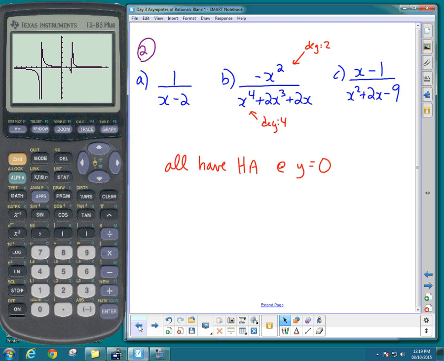So if we go back, what do you notice about the degree of the top versus the degree on the bottom? You might talk to your elbow partner, but hopefully you've noticed that the degree on the top is always smaller than the degree on the bottom. So the degree on the bottom is the bigger one. So this one has a degree of 2, this has a degree of 1, so the bottom is bigger, and we end up with a horizontal asymptote at y equals 0. Even this one, the degree in the bottom is 1, the degree in the top is 0. So the question is, why is that?